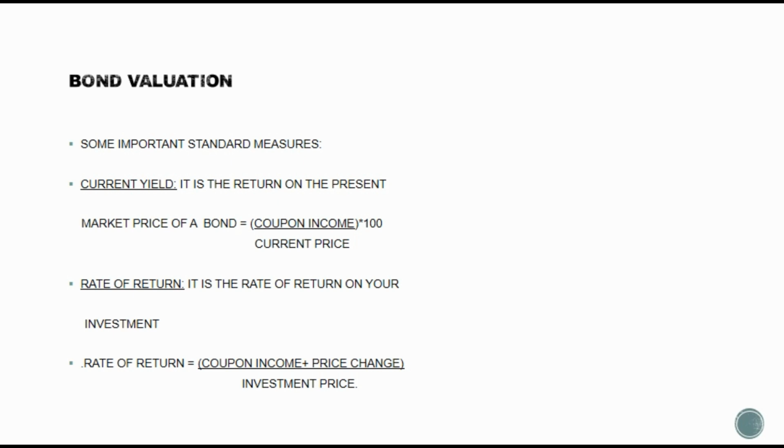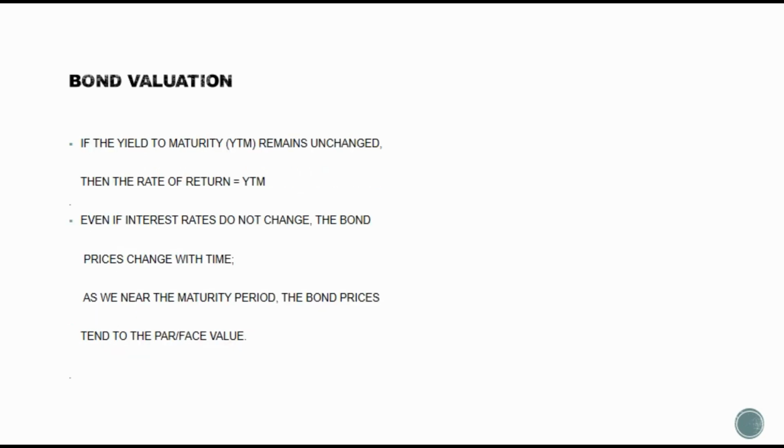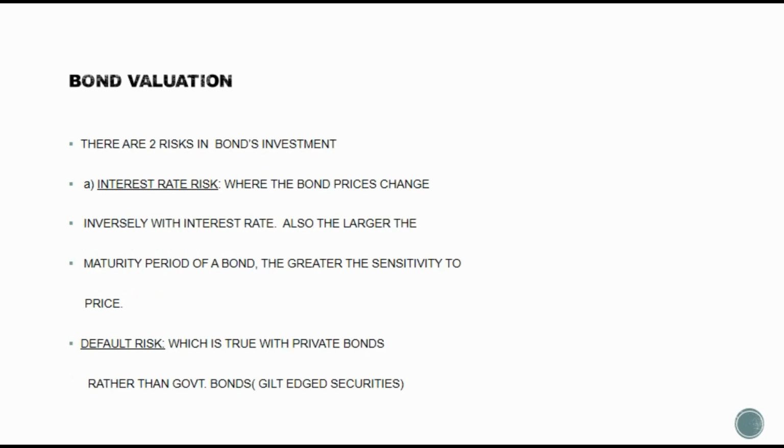Now, rate of return is the rate of return on your investment. Yield to maturity takes into account the current yield and change in bond value over its life. It is the discount rate at which the present value of coupon income and final payment at face value is equal to the current price. Now, if the yield to maturity remains unchanged and the interest rates do not change, the bond price changes with time.